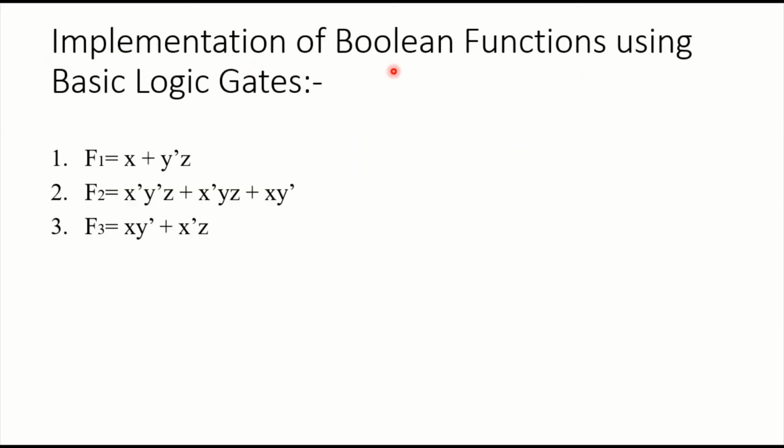Implementation of Boolean functions using basic logic gates. It means how we can draw the combination of logic gates. For understanding purpose, I am taking these three cases: f1 equal to x plus y bar z, f2 and f3. In the coming slides, we will see one by one each of the functions, and how we can draw each of those functions.